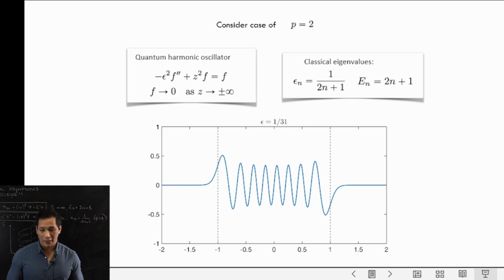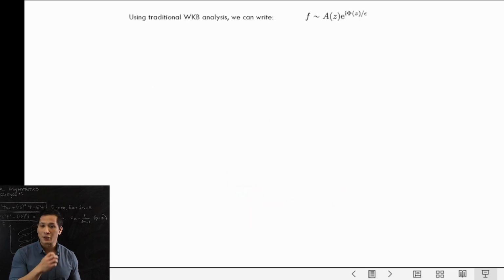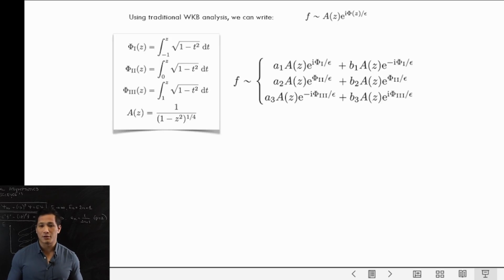Okay, right. So how do you get this approximation, these asymptotics? Well, the way that you would do it classically with this WKB or WKBJ analysis is you say, let f be this ansatz, a of z times e to the i phi of z over epsilon. And then you put this into the differential equation, you solve for your phi, and you solve for your a. Okay, so that gives you potential forms for the phi.